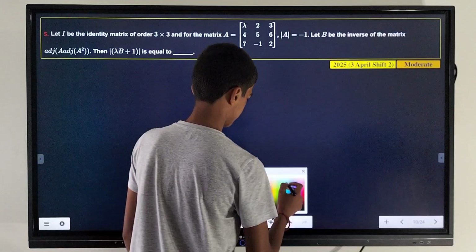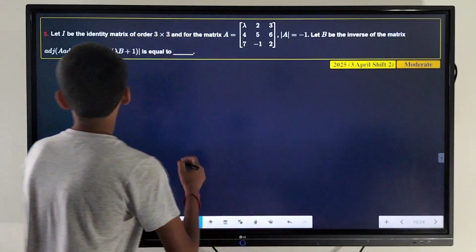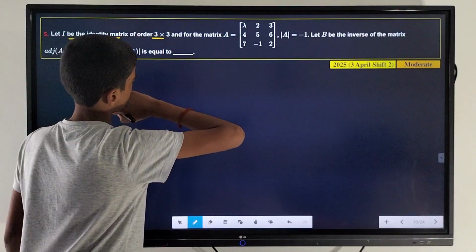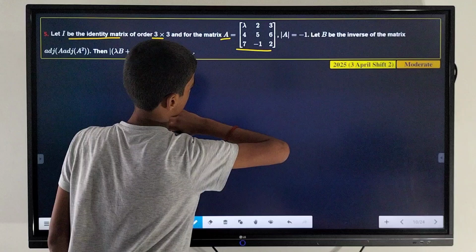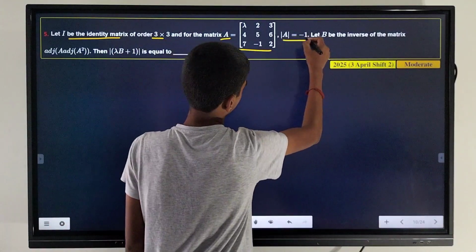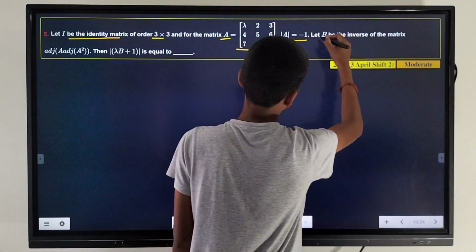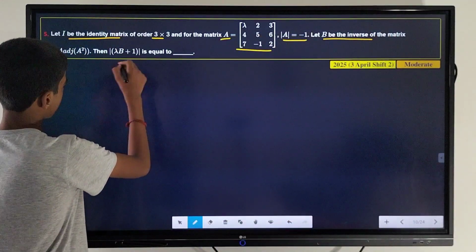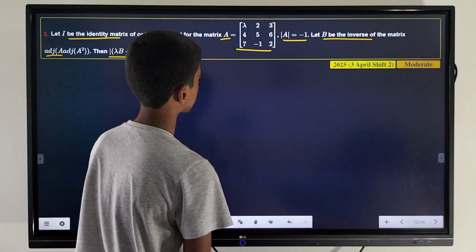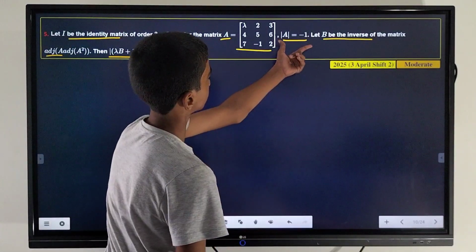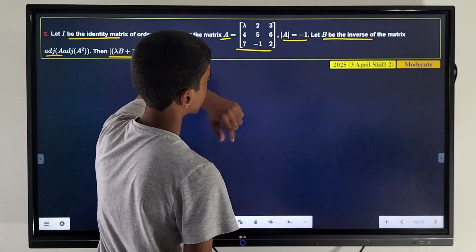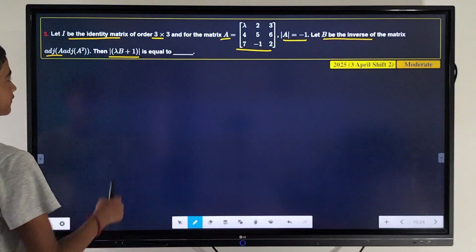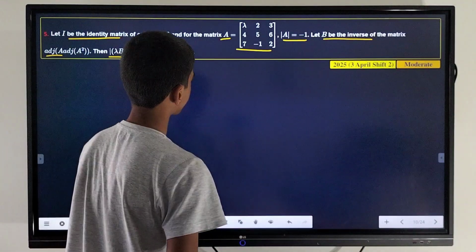This time our question says, let I be the identity matrix of order 3 cross 3, for the matrix A is equal to this matrix, and mod of A, determinant of A is equal to -1. Let B be the inverse of the matrix, this matrix. Then the value of this determinant is equal to. So here in this question, first we will find the value of lambda. Then we will manipulate this given equation. Then we can find the value of determinant.